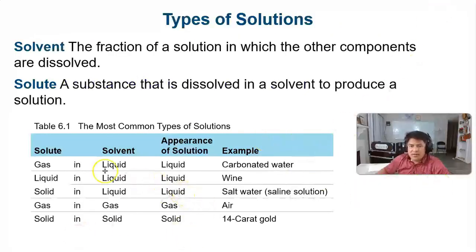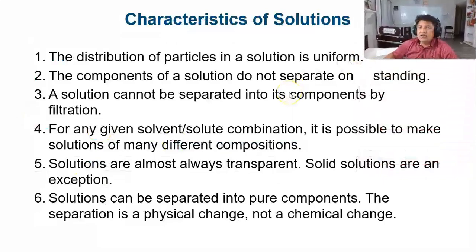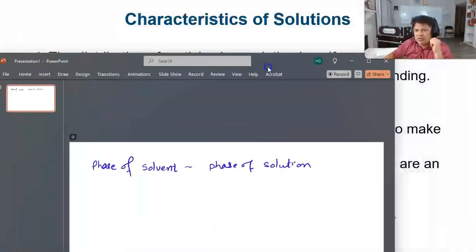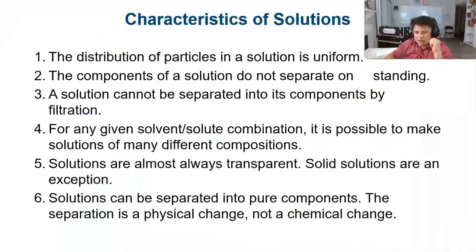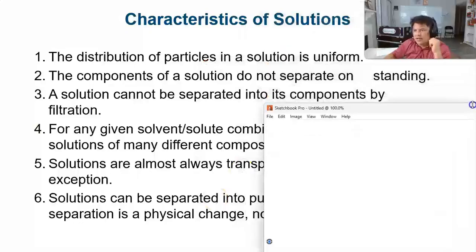Now, these are the different types of solutions. Now let's think about the characteristics of solutions. What are the properties of a solution? The distribution of particles in a solution is uniform. This means it is a homogeneous mixture. So what does uniform distribution mean? It means the distribution of particles is uniform.